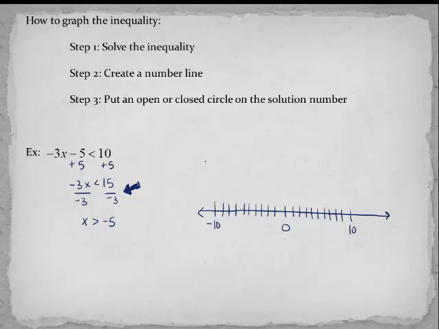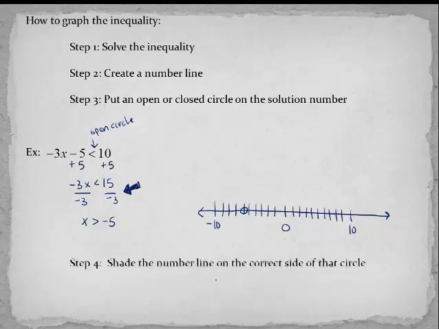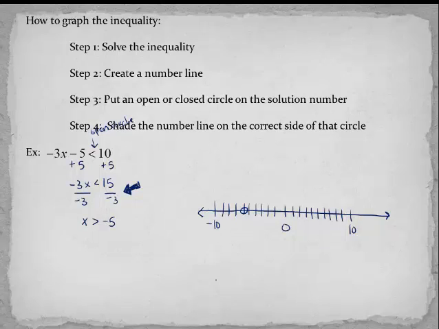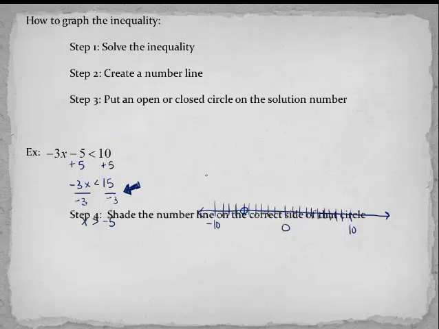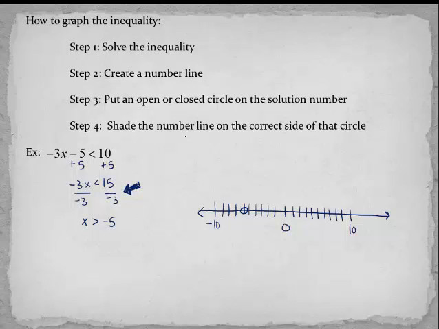I put an open or closed circle on the solution number. This tells me open circle. So my solution number is negative 5, so I go negative 1, 2, 3, 4, 5. Put an open circle on there. And then let me get rid of my hand. That's better. Then I shade the number line on the correct side of that circle.